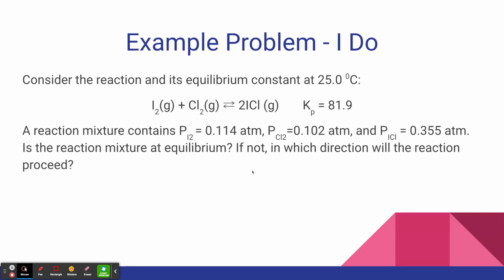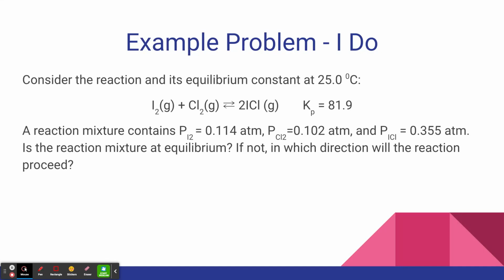We have iodine gas reacting with chlorine gas, which is in equilibrium with iodine monochloride. We have a Kp value of 81.9, and the problem states a reaction mixture contains iodine gas with a partial pressure of 0.114 atmospheres, chlorine gas with a partial pressure of 0.102 atmospheres, and ICl with a partial pressure of 0.355 atmospheres. Is that reaction mixture at equilibrium? And if not, which direction will the equilibrium proceed?